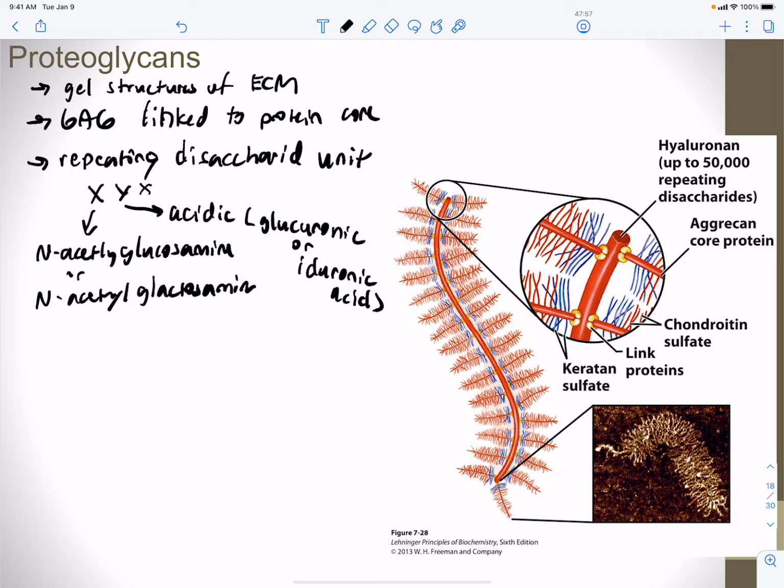And these will repeat XY, XY, XY, etc. So the sugars are going to be modified by the addition of sulfate groups to the parent sugar. And the proteoglycan can consist of up to 95% oligosaccharide by weight. The charges, so the carboxylate and sulfate groups, are going to have negative charges.